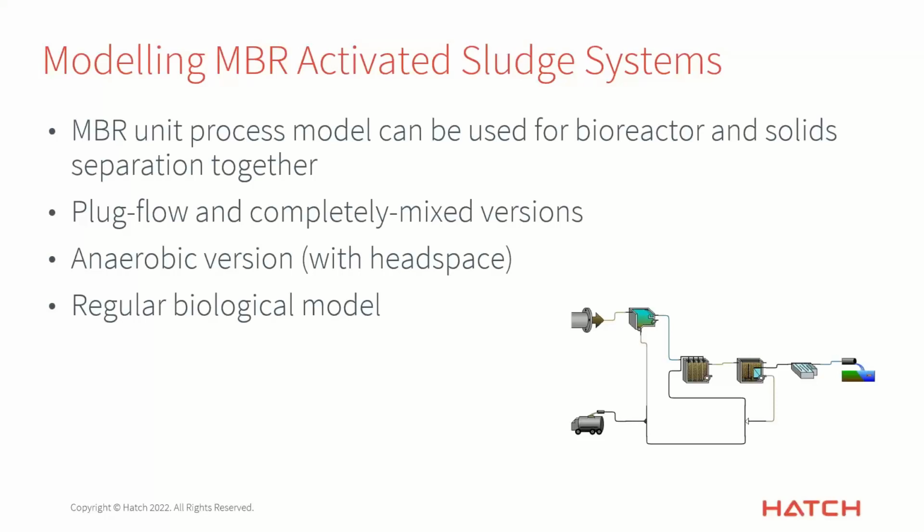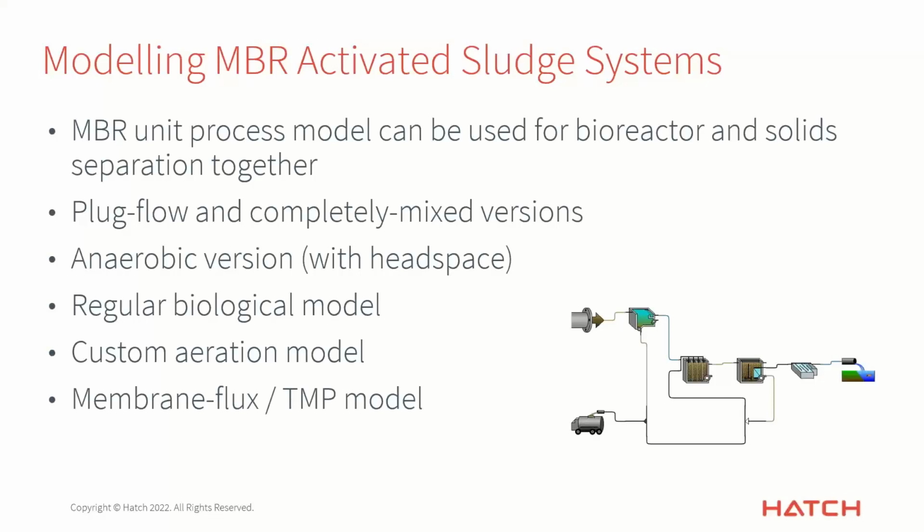So it's a regular biological model. We don't actually make any other changes to the model. It's the same as what you would find in the conventional activated sludge tanks. But it does have a custom aeration model. The reason for that is, as we'll see shortly, we have a second aeration system in there to do coarse bubble aeration over the surface of the membranes to scour off some solids. That requires a custom aeration model, essentially two sources of aeration together in the same tank. We'll see shortly how you can investigate and play around with that and get some interesting information out of it.